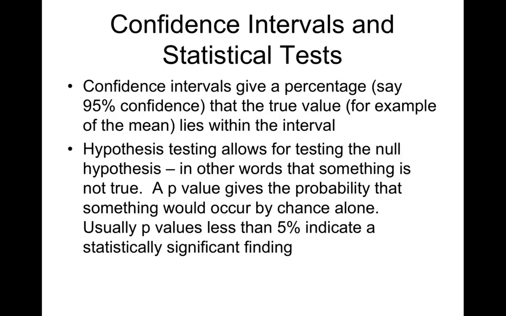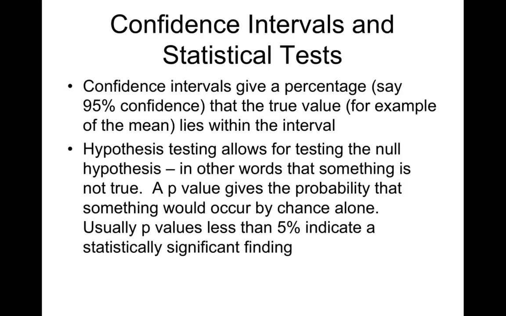Hypothesis testing allows you to test the null hypothesis. In other words, you're always testing that something is not true. In statistics, it's much easier to say with confidence that something does not occur than to say it is occurring. So a p-value gives you the probability that something would occur by chance alone. Usually p-values of less than 5% indicate a statistically significant finding. So that would mean you had a confidence of greater than 95%.